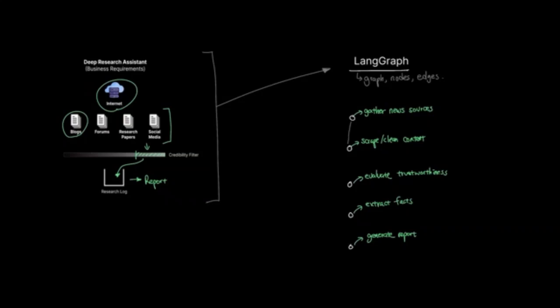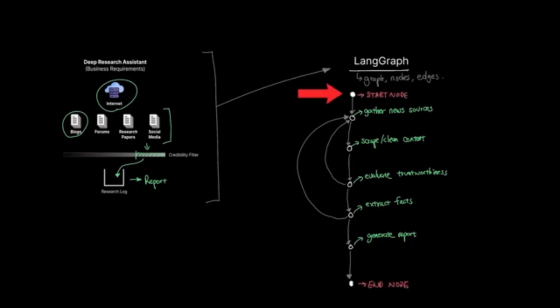And once all these nodes and edges are configured and compiled, LangGraph will orchestrate them by executing them based on how it's configured. So for a deep research assistant, the graph will look something like this, where you have the starting node that serves as the entry point, and all the nodes and edges that do individual tasks, and finally an end node that terminates the workflow.